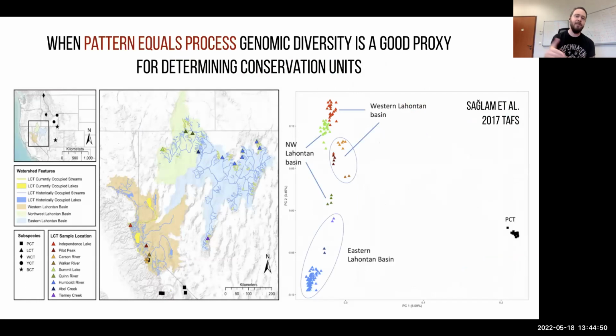So when pattern actually equals process, when overall patterns of genetic diversity also tell us something about the process of how that genetic diversity arose, then it really is a good proxy for answering conservation questions or for determining conservation units. So here's a study that we did in 2017. And I'm not going to go into the details, but this is a good example.